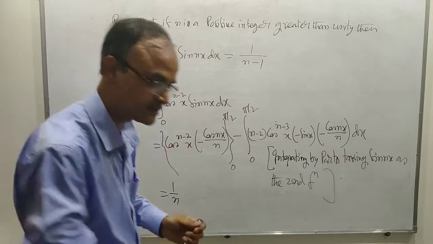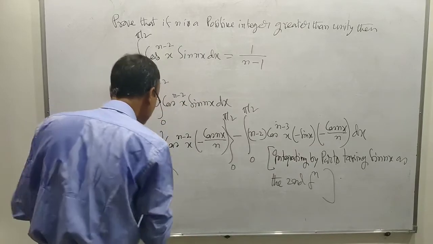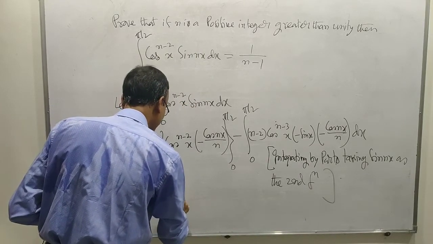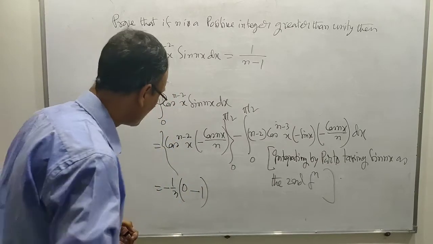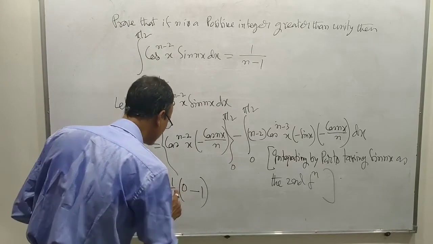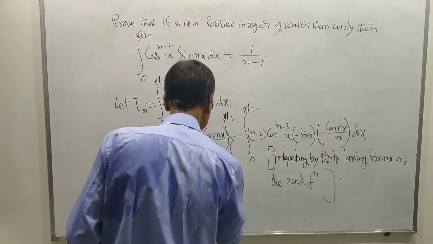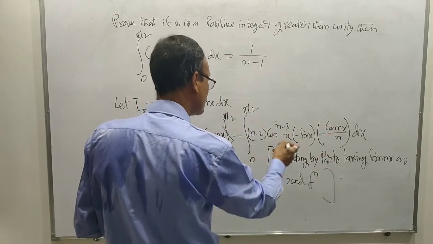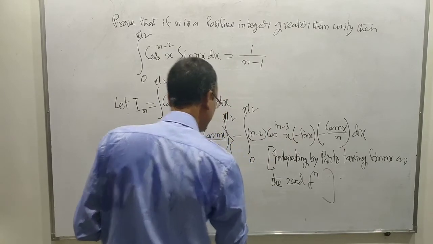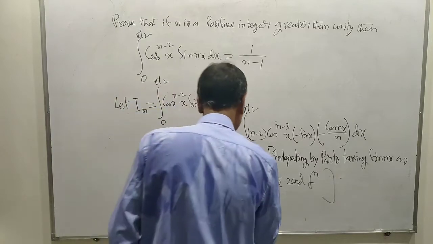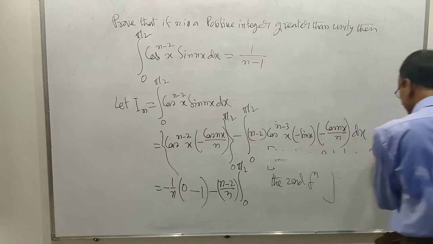You may write here 0 minus 1 by n, 0 minus 1. You may write like this, 0 minus 1 by n. This is 1 by n. Minus minus plus, plus minus minus, n minus 2 divided by n. Integration 0 to pi by 2.